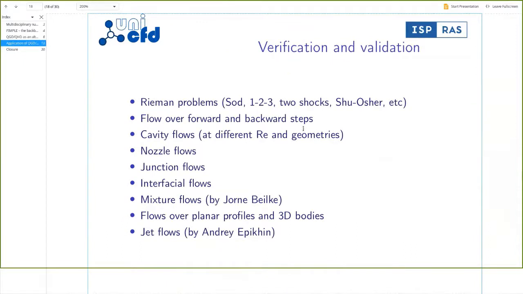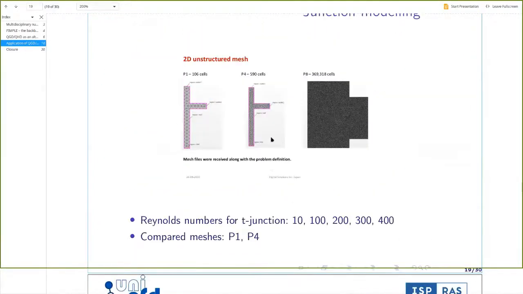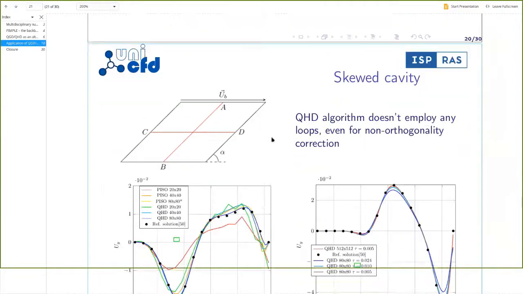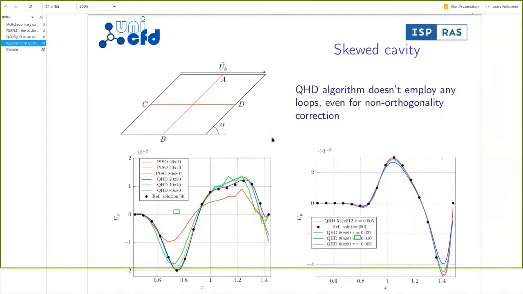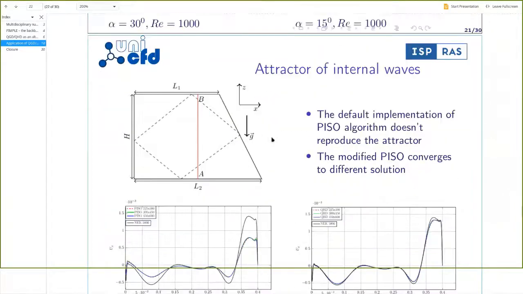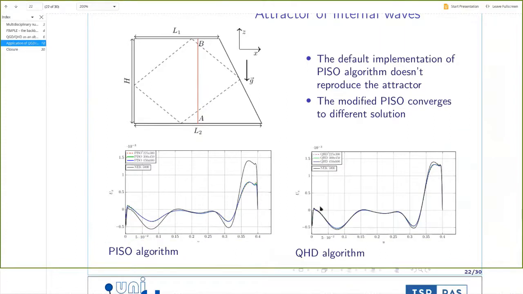Our solvers were validated and verified on several cases, like T-junction modeling, thanks to Arjun Yadav. It was validated with skew cavity problem, with attractor of internal waves. Here you can see a comparison of solution between NEC 5000, which is spectral limit method on the right side, and on the left side you can see comparison between spectral limit method and conventional PISA solver.